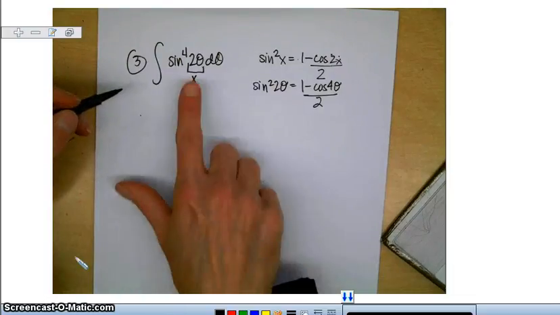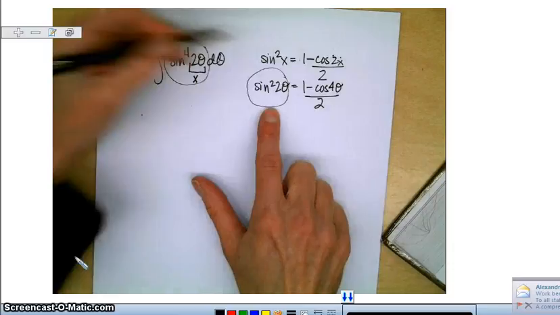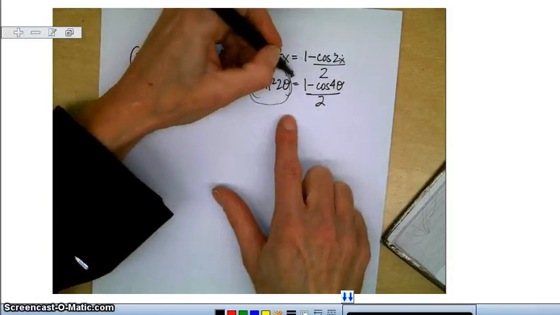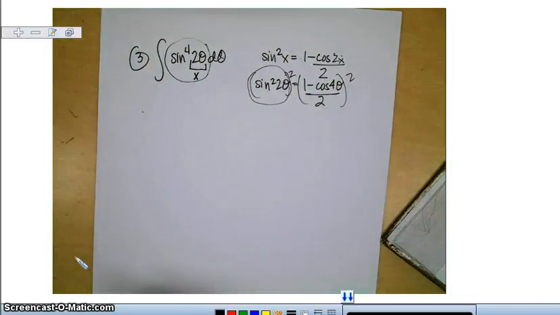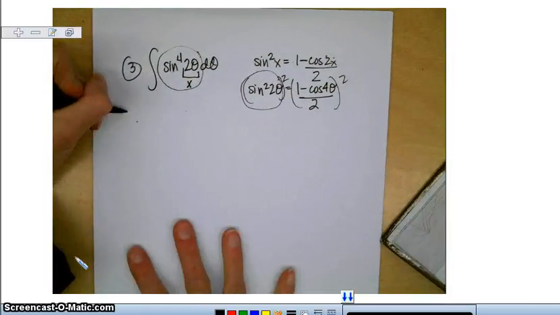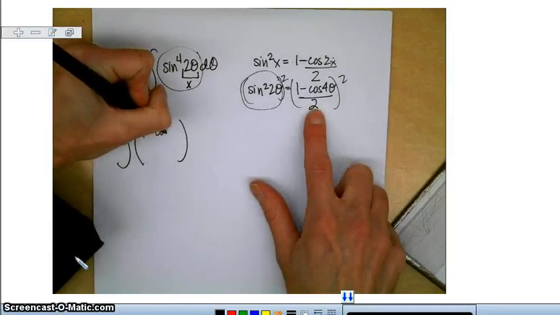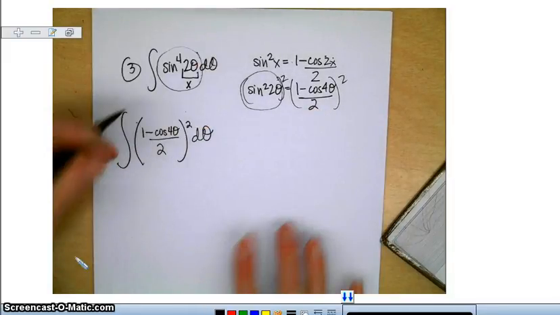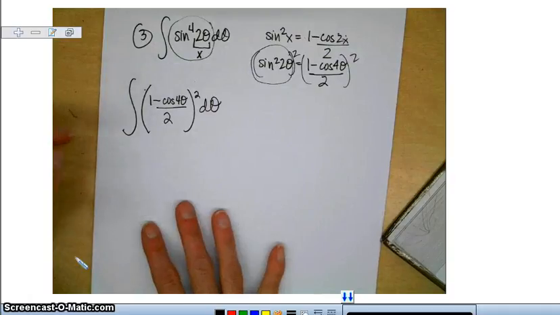All right, so this is actually this squared. Would you agree? What we have in our integral is actually squaring that identity. Yes? Do you see that? Okay. So my integral is actually going to become this quantity, 1 minus the cosine of 4 theta all over 2, squared, d theta. So what can I use now to work this out? What can I do to this integral?